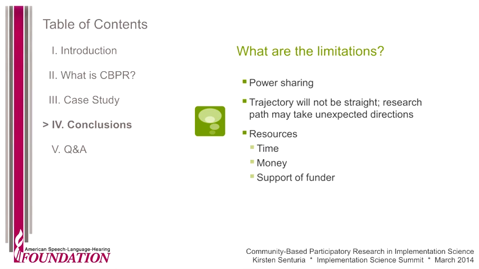Okay, limitations. So it's not going to be a straight path. Your research path may take unexpected directions, which can be really exciting, actually. You may end up going in a way you never even considered. But what that means is resources, time, money, support of your funder. You're going to need more of all of those. I can say without exception, a CBPR project always takes longer, which I think is really interesting because a couple of folks talked about increased efficiency.